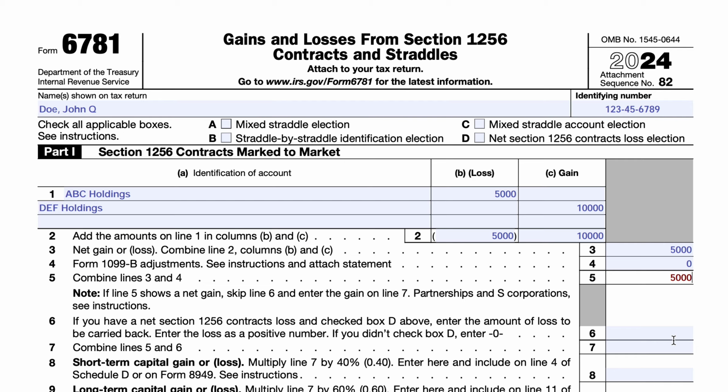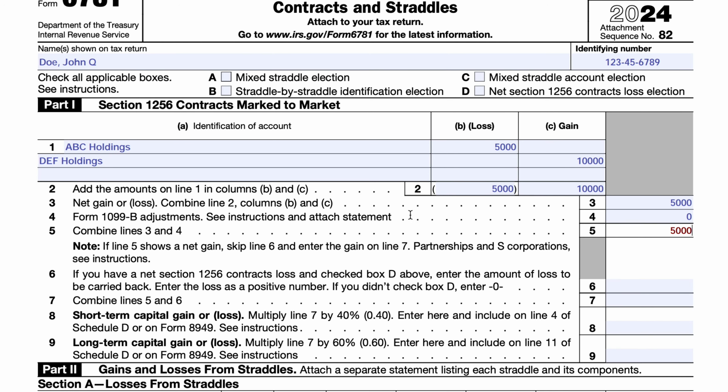Let's see. So if you're a partnership, you would enter the amount from line 5 on your Form 1065, Schedule K, line 11, not K-1s. It would get distributed eventually through a K-1. S corporations enter the line 5 amount on Form 1120-S, Schedule K, line 10. So these lines do not apply to partnerships or S corporations, so you would leave them blank. Since John Doe is neither a partnership nor an S corporation, we're going to continue.